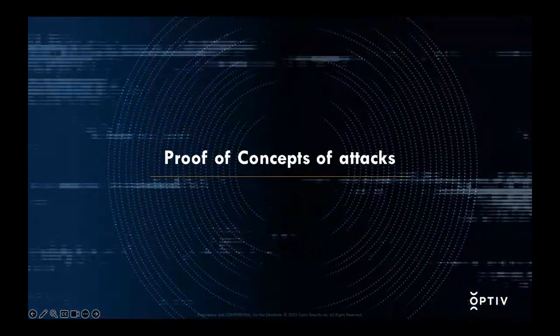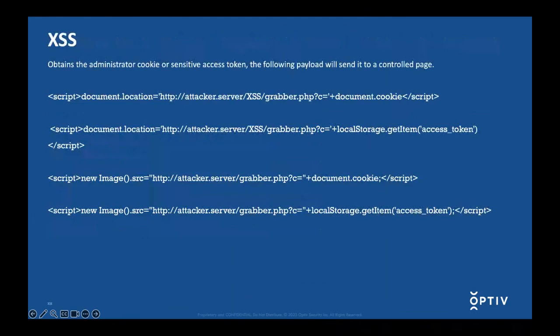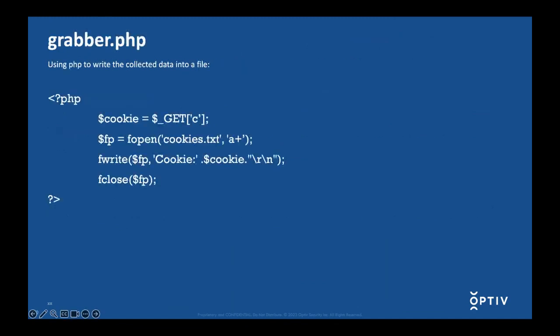To go over some proof of concepts of attacks, we're going to start with the data grabber. If you see here, the script is sending the user to an attacker server, and that's hosting a PHP file that will go ahead and grab the cookies, and it will send the cookies back to them. You can also access local storage and do the same thing, not just cookies. So this is an example of that file that you're sending the user to. That just grabs the cookies, stores them in a file, and closes the file.